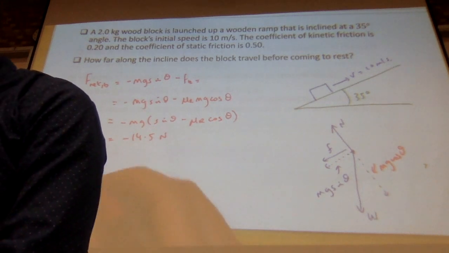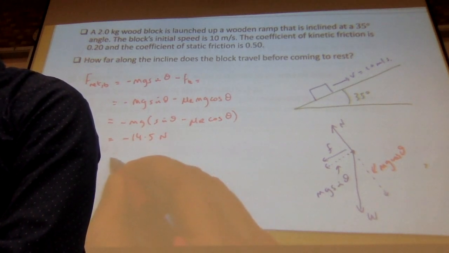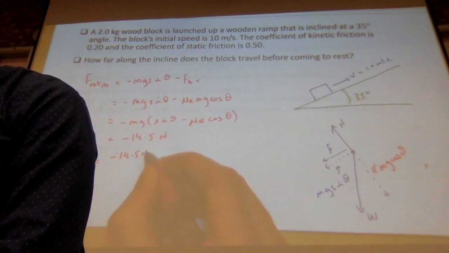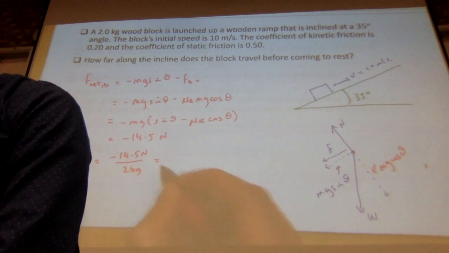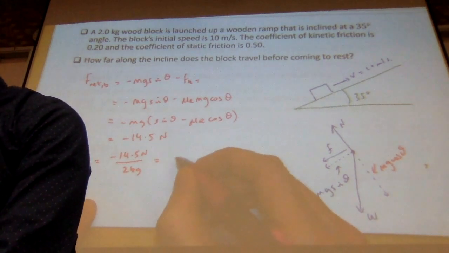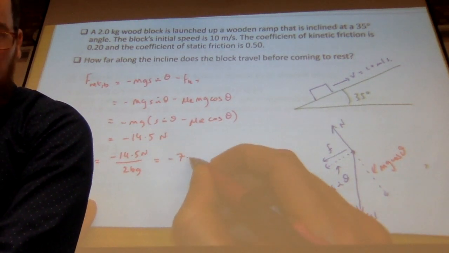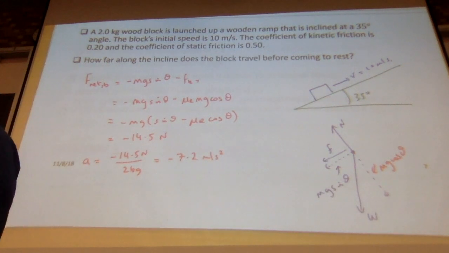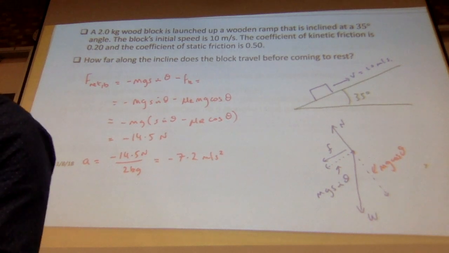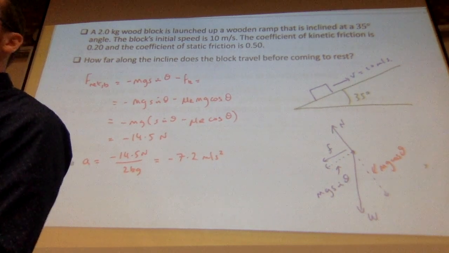Now we can figure out the acceleration of the block by dividing the 14.5 newtons by the mass of the block, 2 kgs. That should give us negative 7.2 meters per second squared. Think about what we did with the cart, think about what we did with the sled. It's just more challenging because I've added in friction and I've added in an incline. But that's how you set up a problem.